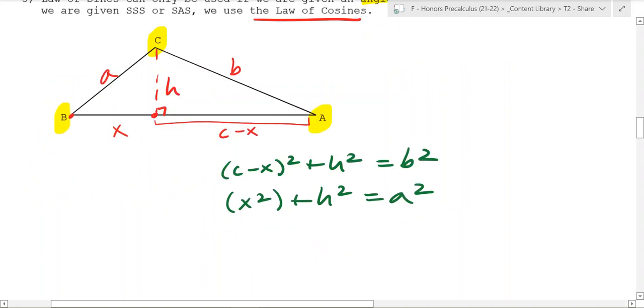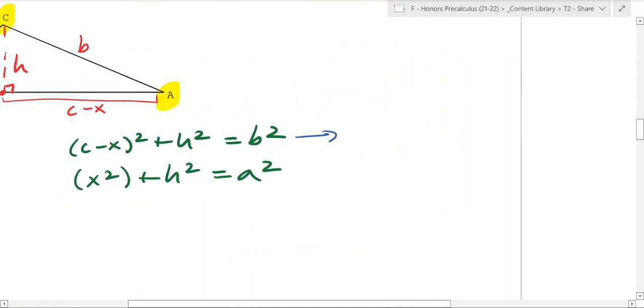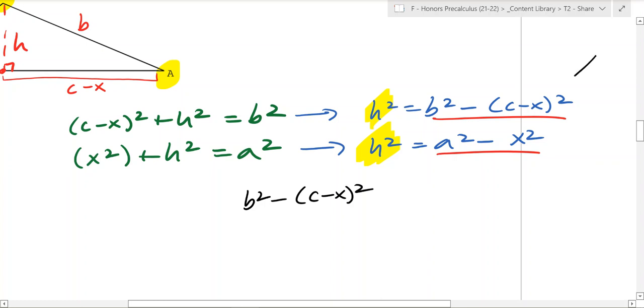What this tells us, though, is we could isolate h squared on each one. If you isolate h squared here, you're going to get h squared is equal to b squared minus (c minus x) squared. And over here, you end up with h squared is equal to a squared minus x squared. But these are the same, h squared. So that means that these two things are the same. So what that tells you, therefore, is that b squared minus (c minus x) squared, that's this one right there, is equal to a squared minus x squared.